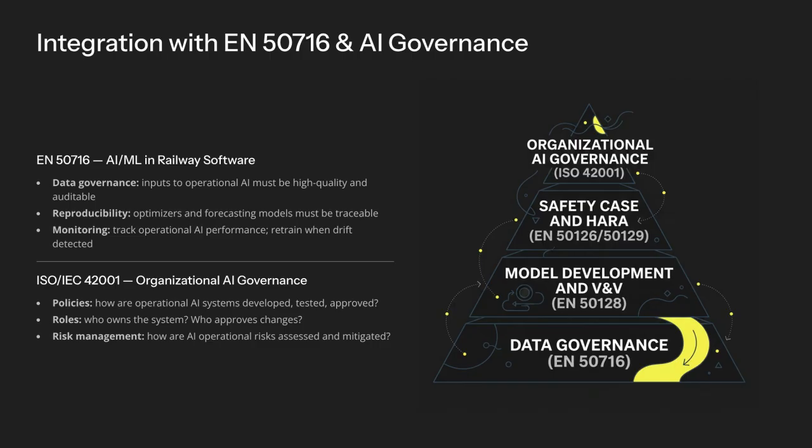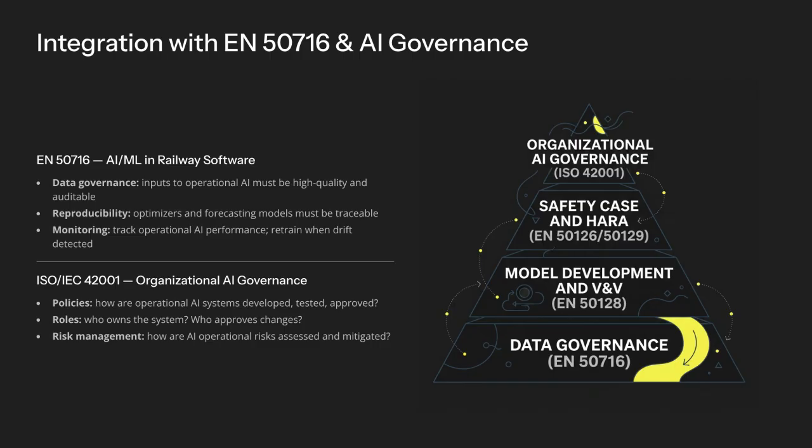Now let's look at ISO/IEC 42001. This is the organizational governance layer, and it addresses questions that the technical standards don't answer on their own. First, organizational policies. How are operational AI systems developed, tested, approved, and eventually retired? Who is responsible at each stage? What are the approval criteria before a system goes live? These need to be written down, agreed upon, and consistently applied, not improvised case by case.